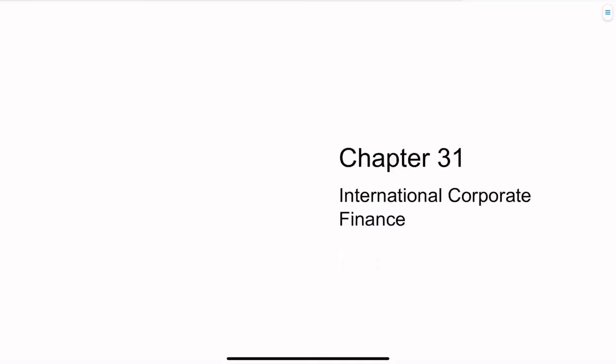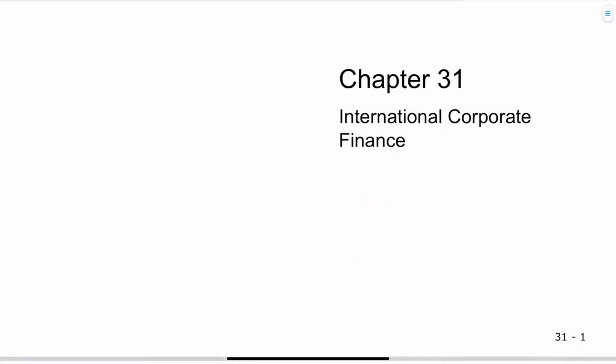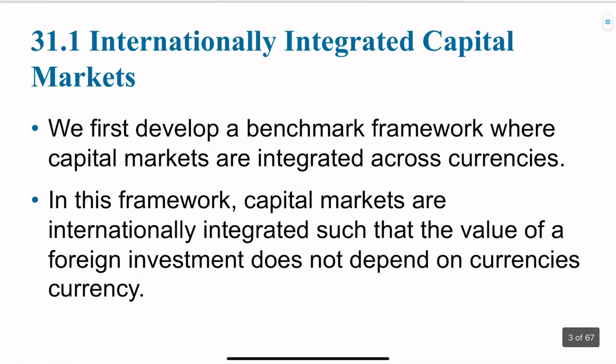So we started this chapter on international corporate finance last week. The main topic here is we want to understand cross-country transactions and valuations. We started from the first section, which talks about the internationally integrated capital market. This is really a benchmark framework, or a starting point. So we want to think about an ideal world, right? A perfect world. And in this world, capital markets are internationally integrated.